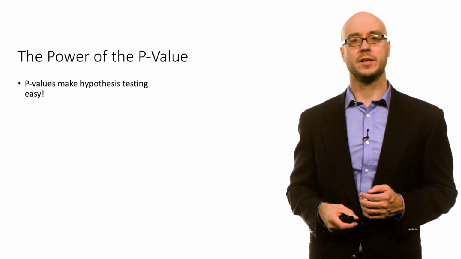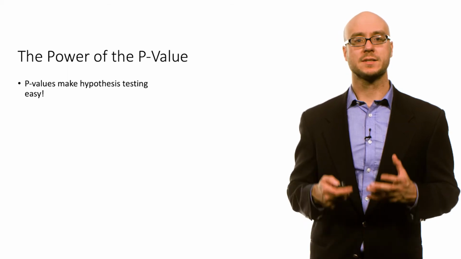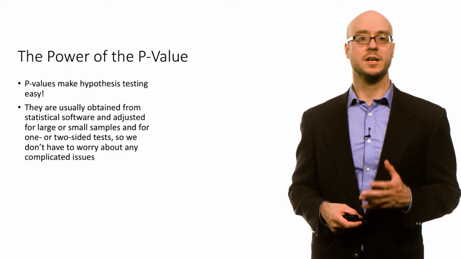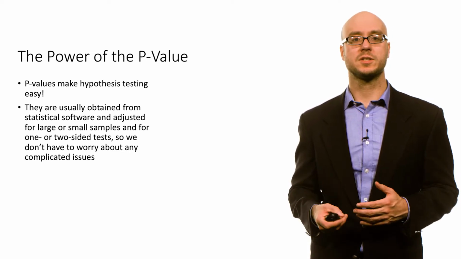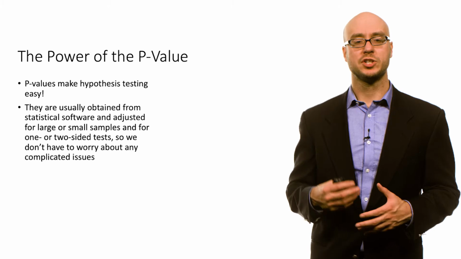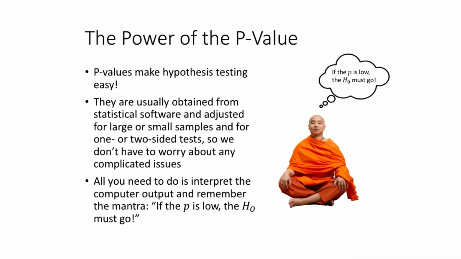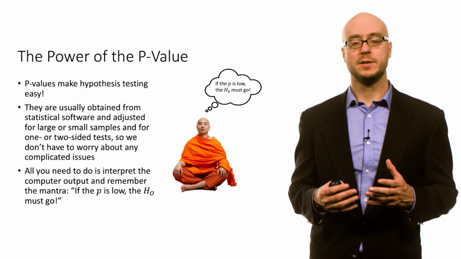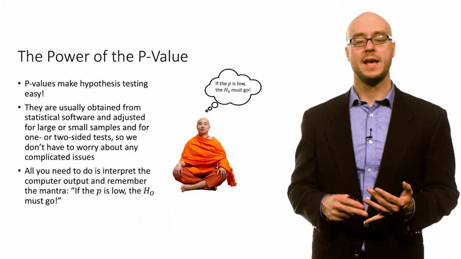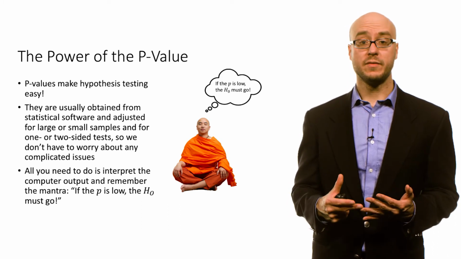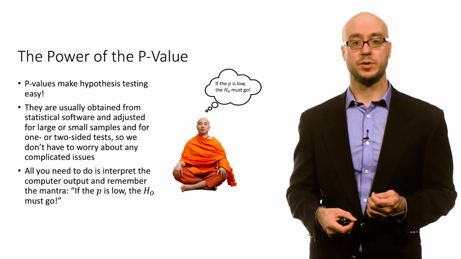Let's think about why the p-value is so powerful. It makes hypothesis testing easy. They're usually obtained from statistical software, and they adjust for large or small samples and for one or two-sided tests, so you don't have to worry about any complicated issues with the p-value. All you need to do is interpret the computer output and remember the mantra: if the p is low, the null must go. What's great about the p-value is all you need to know is something about the hypothesis test: what's the null, what's the alternative, and then the p-value. And then you can make an easy interpretation.